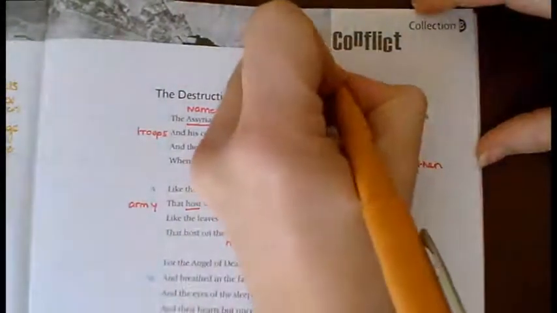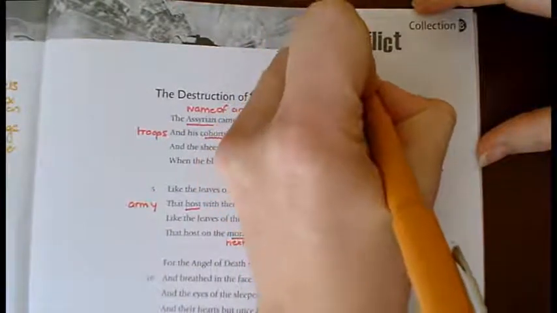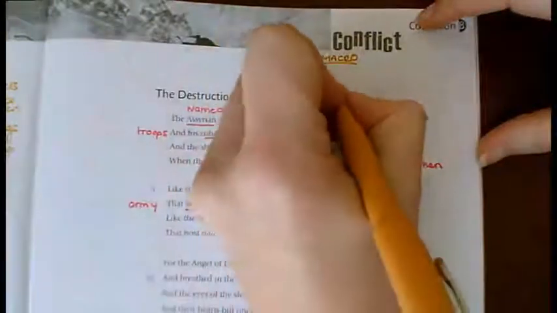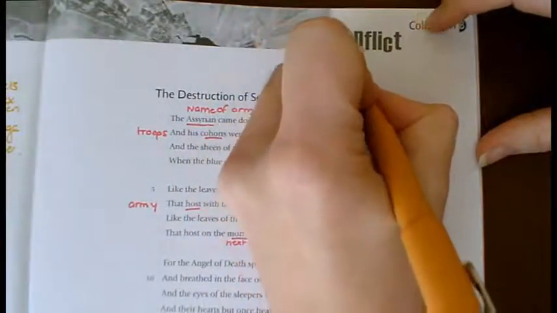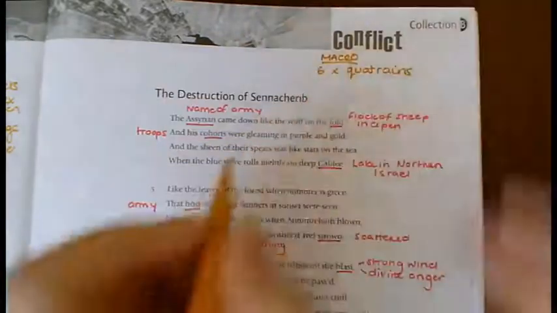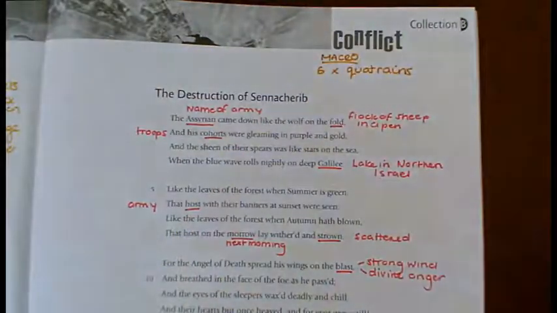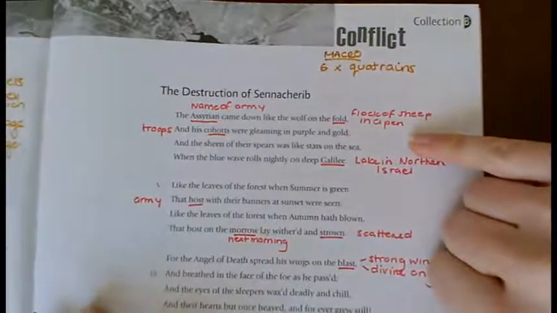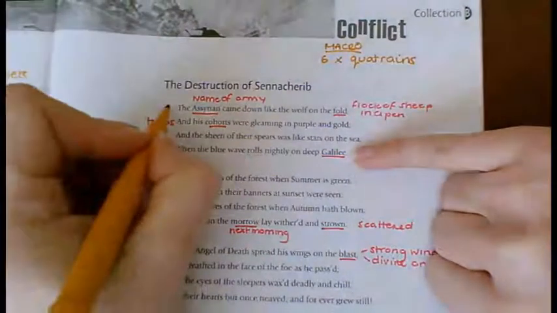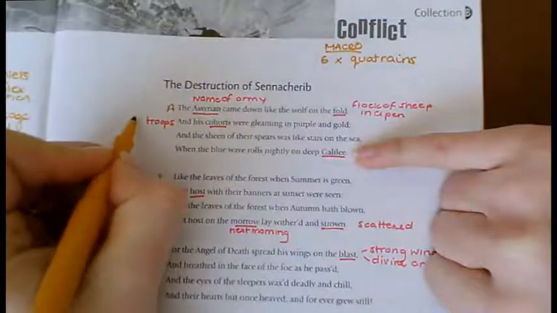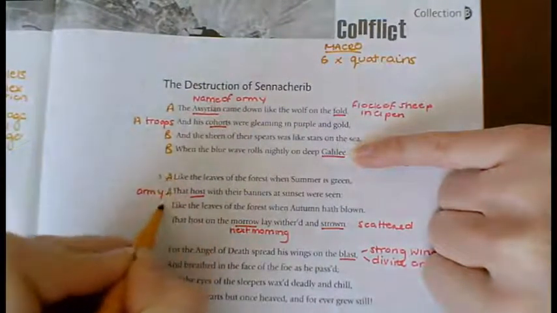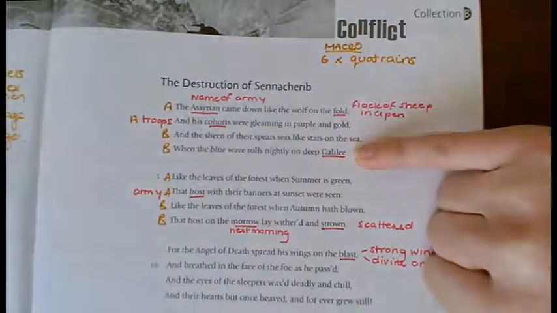So let's put our macro up here. So overview of the poem. We've got 1, 2, 3, 4, 5, we've got 6 quatrains. And again, I'm hoping what you'll notice is actually the rhyme scheme is really similar. We've got those rhyming couplets, fold, gold, sea, Galilee. So we've still got, which is another similarity to A Poison Tree, A, A, B, B, A, A, B, B. And you can do that all the way down.